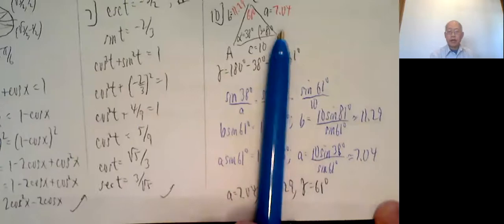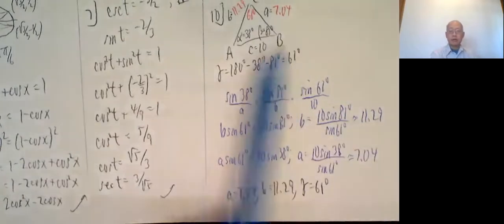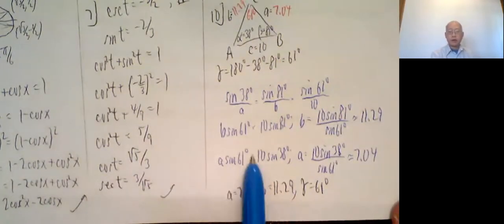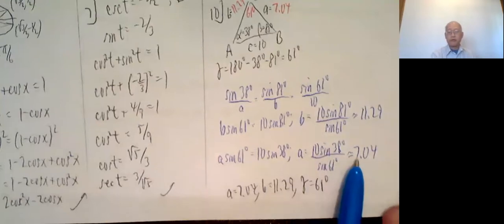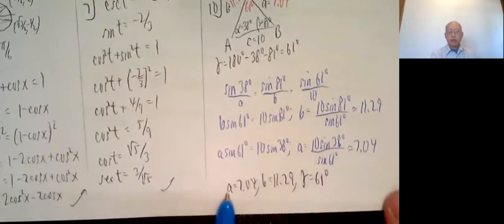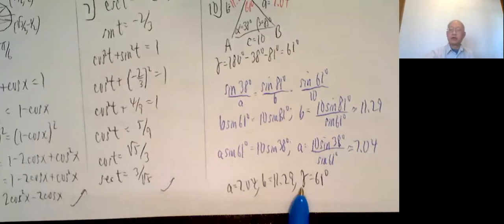And do the same thing for a. Ignore the middle fraction. So a times sine of 61 equals 10 times sine of 38. So here we are. Divide both sides by sine of 61, and it comes out to be 7.04. So summarizing the result, a is 7.04, b is 11.29, and gamma is 61 degrees. So these are the solutions to test number 4.